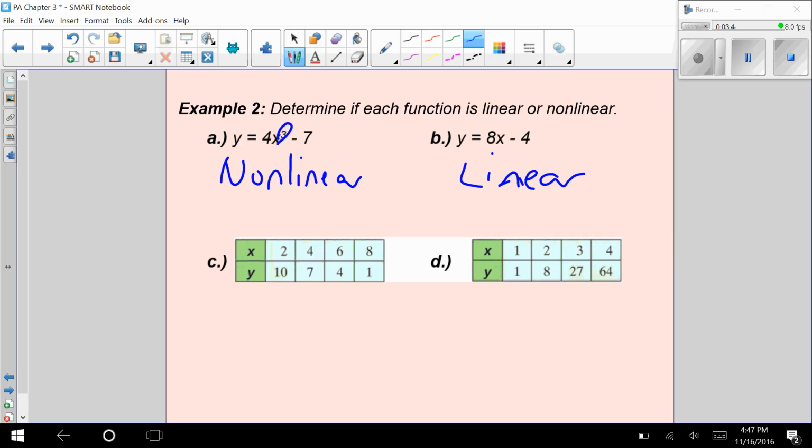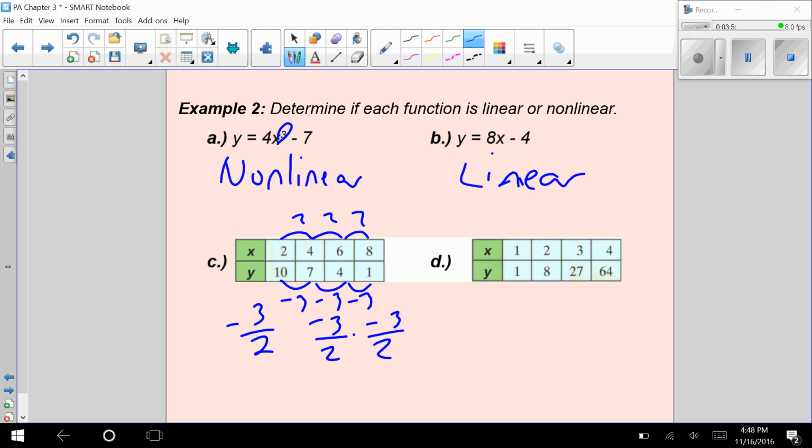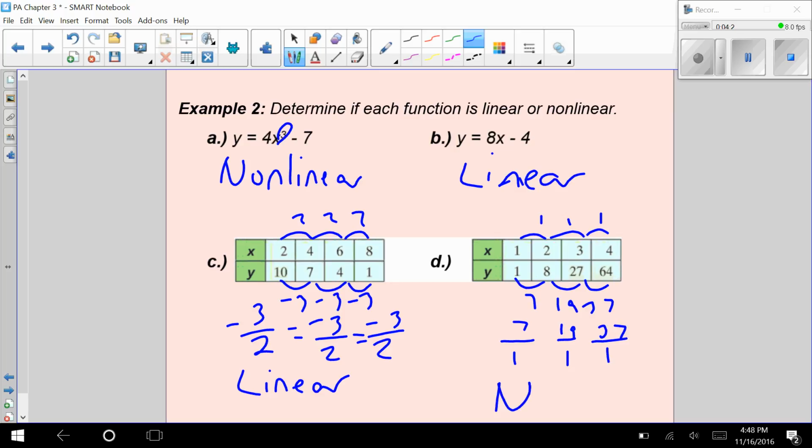For our tables, we look at our changes. This is plus 2, plus 2, plus 2, minus 3, minus 3, minus 3. So my ratios of changes, we have negative 3 over 2, negative 3 over 2, and negative 3 over 2. Those are all equal, so that one is linear. For D, we go up 1, 1, 1. We go up 7. We go up 19. And we go up 37. Is 7 over 1 equal to 19 over 1? Or 37 over 1? No, it is not. So it is nonlinear.